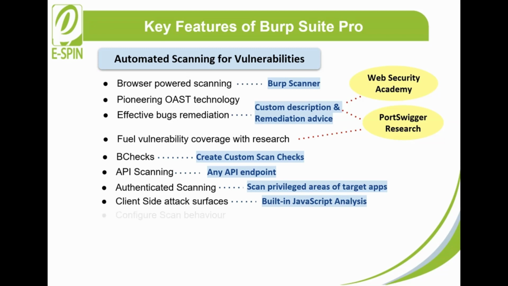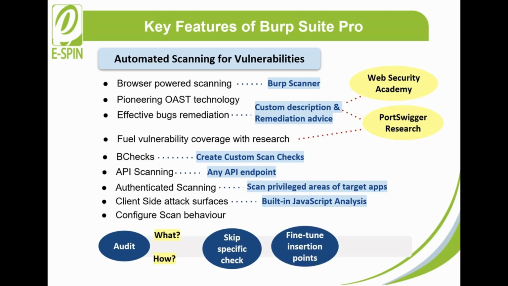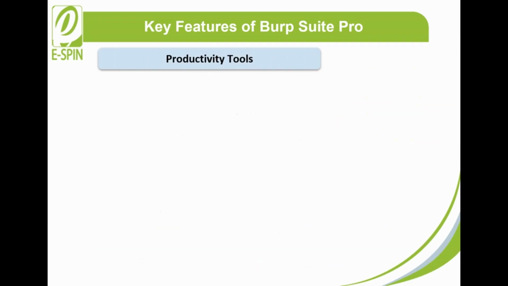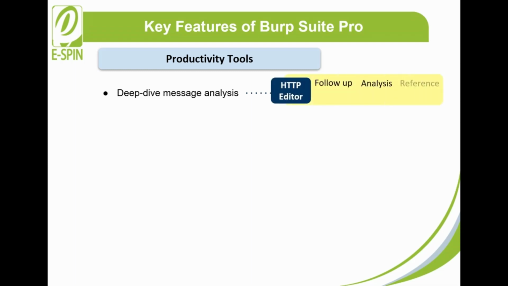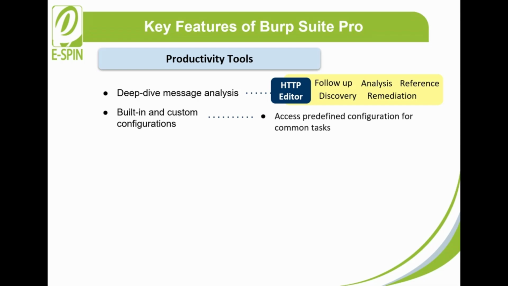Automated scanning that allows you to configure scan behavior, including customizing what you audit and how, skipping specific checks, fine-tuning insertion points, or using preset scan modes to get an overview and more. Burp Suite Professional productivity tools include deep dive message analysis that shows follow-up, analysis, reference, discovery, and remediation in a feature-rich HTTP editor. Built-in and custom configurations that offer access to predefined configurations for common tasks, or save and reuse custom configurations.